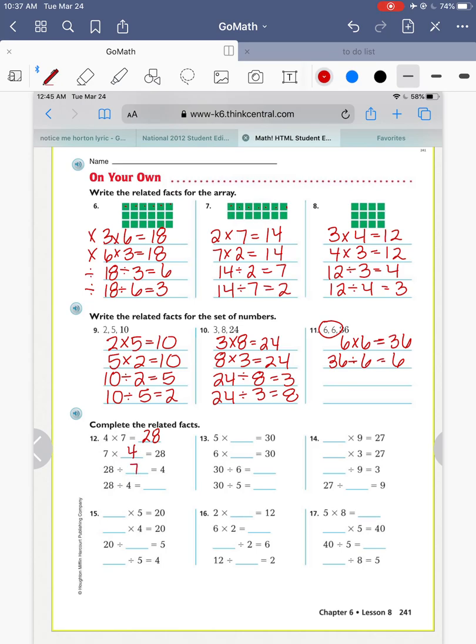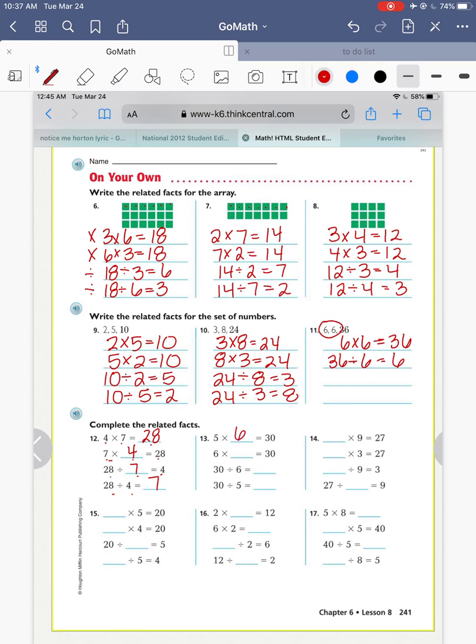28 divided by 7 is 4. 28 divided by 4 is 7. So double check yourself and make sure you have the same 3 numbers in each one. So I have 4, 7, 28 in each of them. So I have the same numbers in all of them.